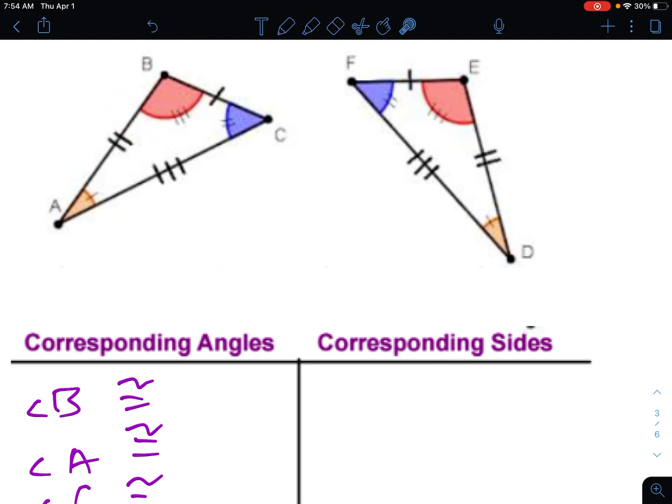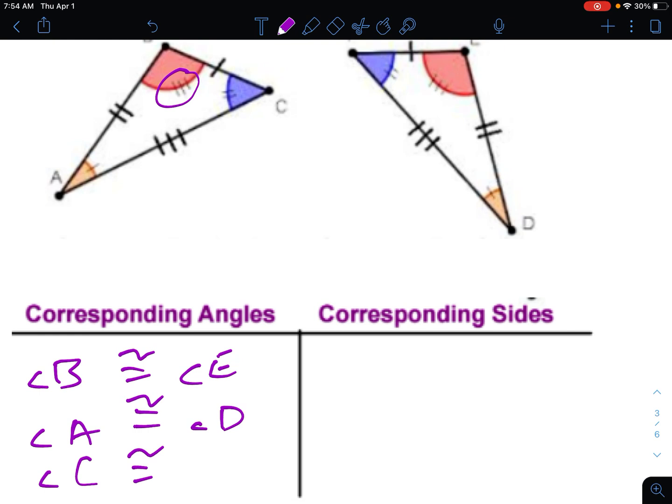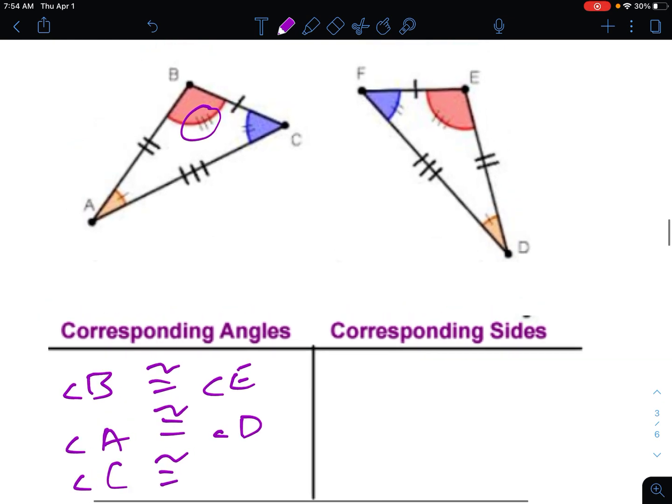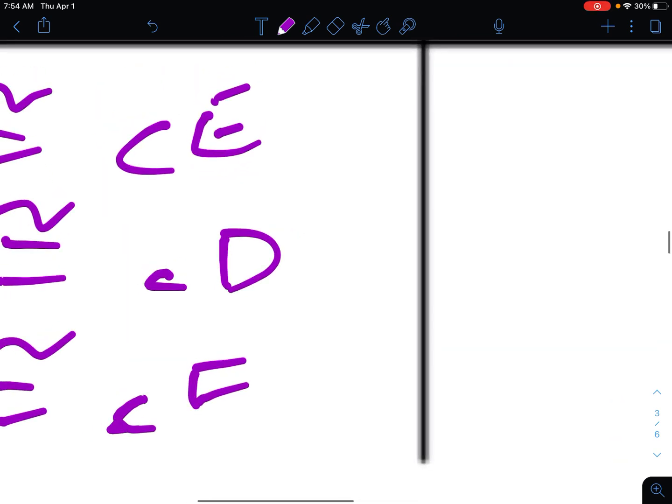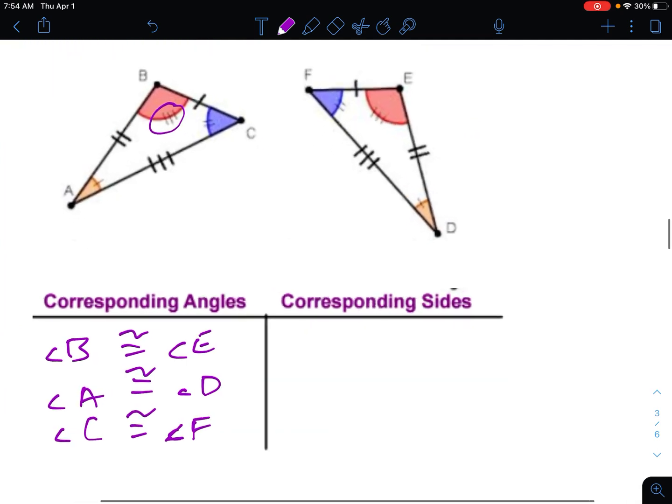So B is congruent to E. How do I know that? Because they both have the 3 tick marks. If you look closely, 3 tick marks, but they also have it color-coded for us as well. So they're both the red, okay? A is the small yellow one that has 1 tick mark, so that's going to be angle D. And then angle C has the blue 2 tick marks. That is congruent to angle F.